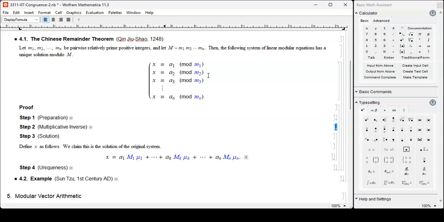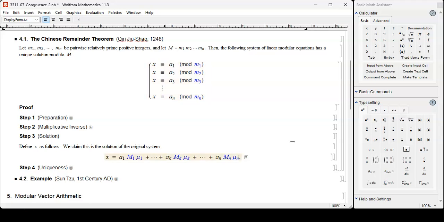So, if you have all those moduli, m1 through mn, already in place, and they are given as n positive integers that are pairwise relatively prime, then we can set up any system like this, and then given a1, a2, a3, and so on, we'll have a unique solution x, unique modulo capital M. That's the Chinese remainder theorem.